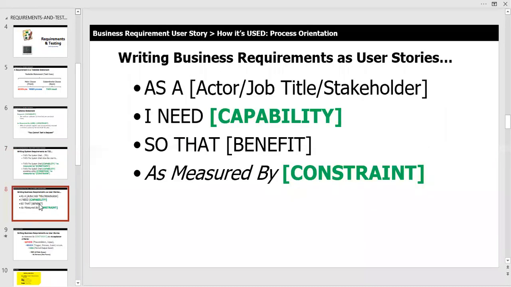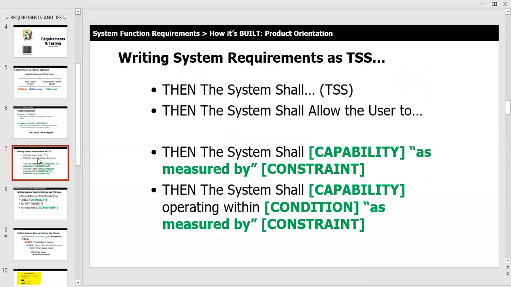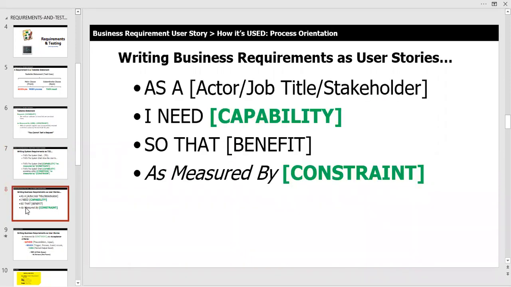Today, we use more of, and by the way, this is more of what I call how it's built, a product orientation approach to writing requirements. Today, we have user stories, which I think of more as a process orientation. It doesn't have to be, but it's a little bit softer and friendlier, I think. It doesn't sound so cold, the system shall.